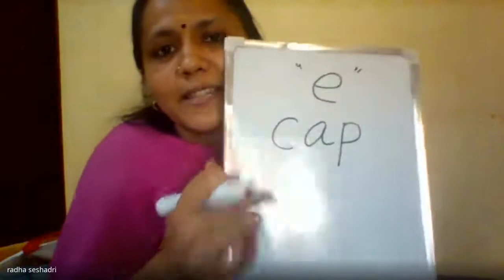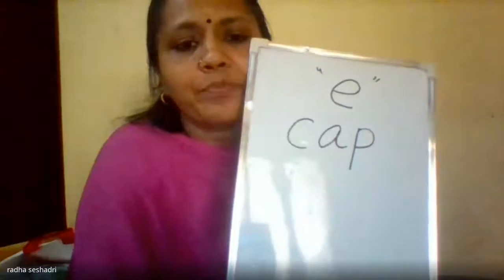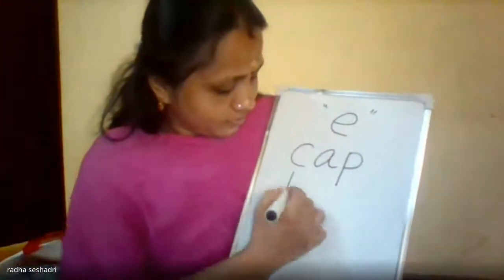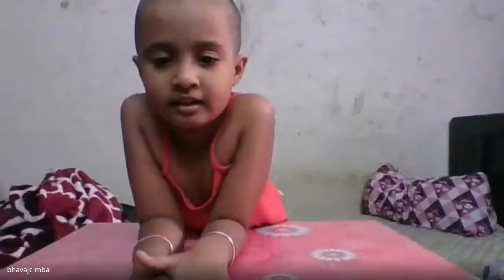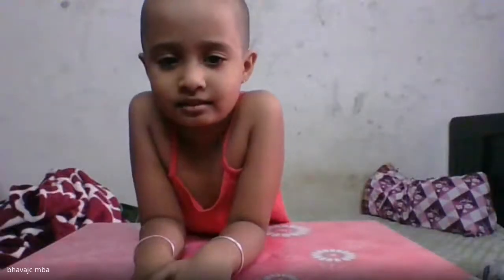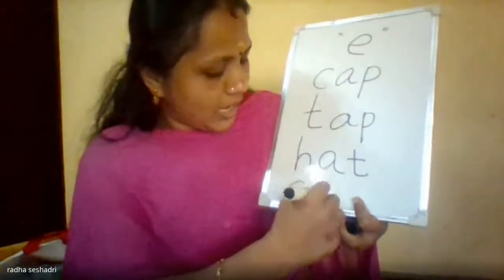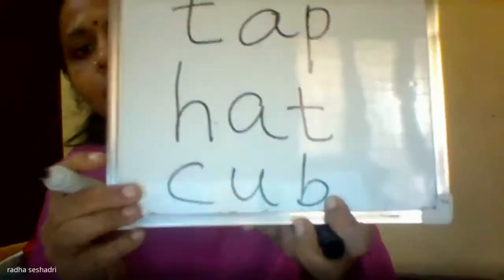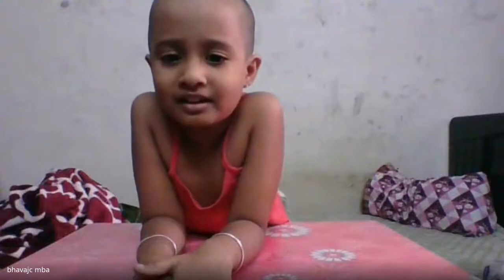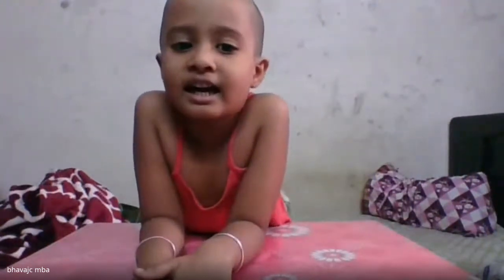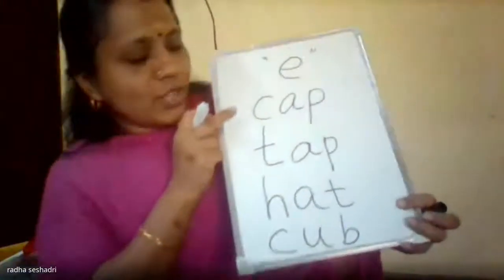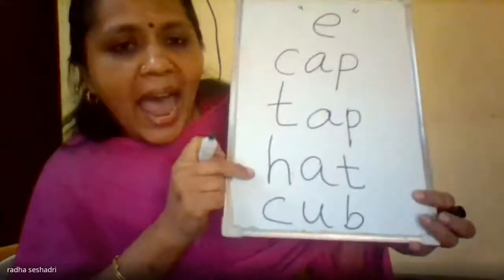What is this? Leisha, what is this? Cap. Cap, okay? So next, let me write another word. Tap. Good. Hat. Last word. C-U-B. Cub. Very good, Leisha. Cap, tap, hat, cub.